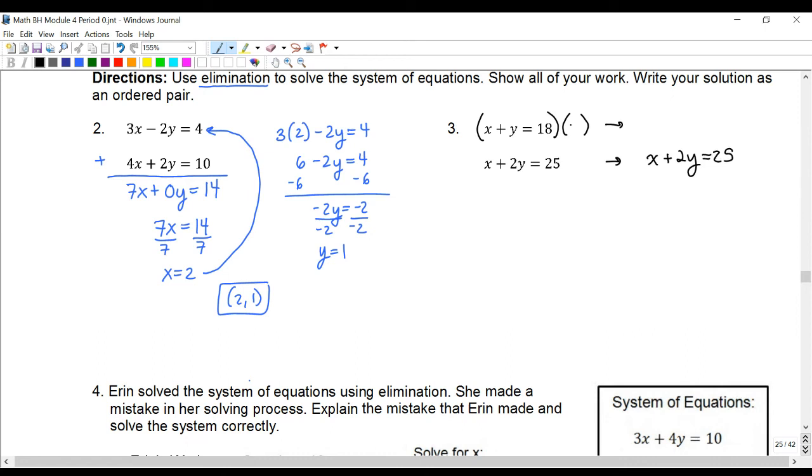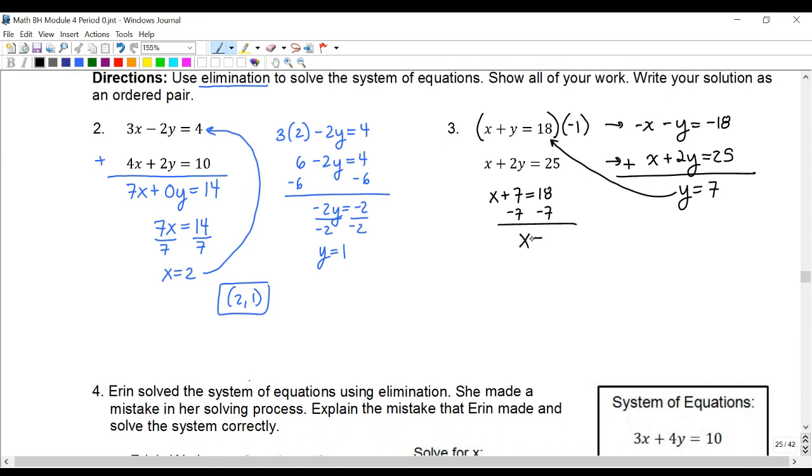So we'll take the top equation and multiply by -1 because that would give us negative y minus y equals negative 18. And then when we add the equations, negative x plus x is no x's, negative y plus 2y is y, and negative 18 plus 25 is 7. And well, that was pretty quick. And then we take this and plug it back into any of the equations, even the new one, but probably easiest to plug it back into one of the originals. And we write our answer as an ordered pair.